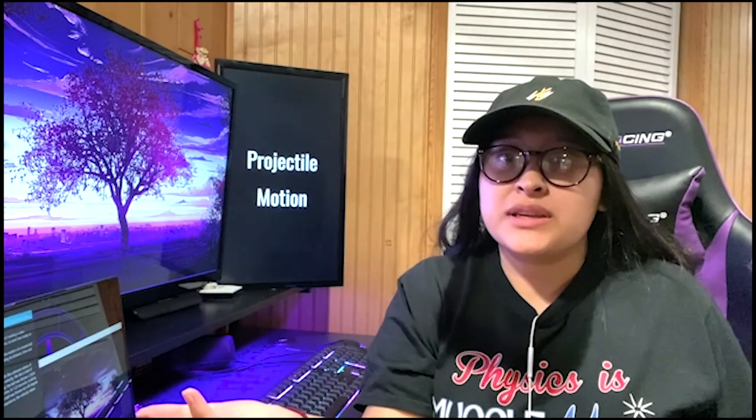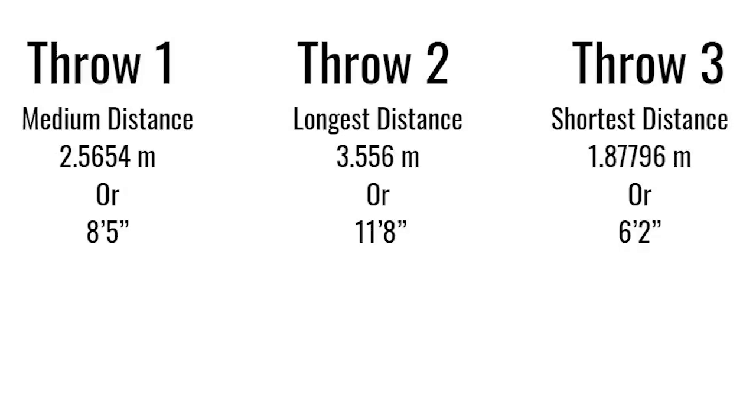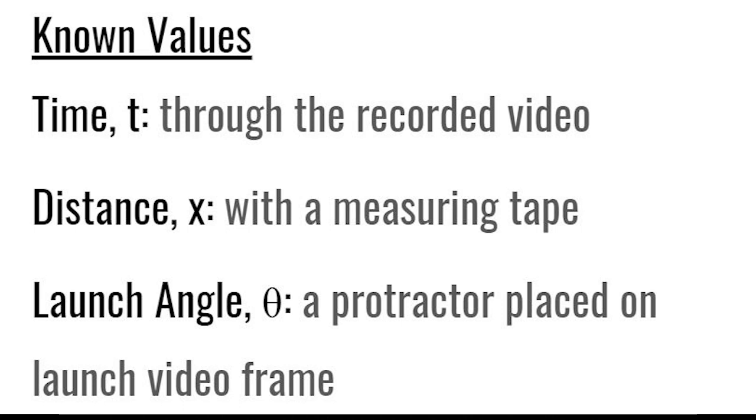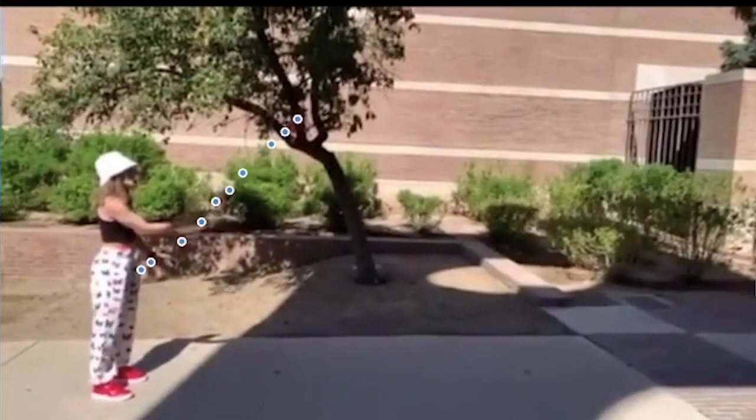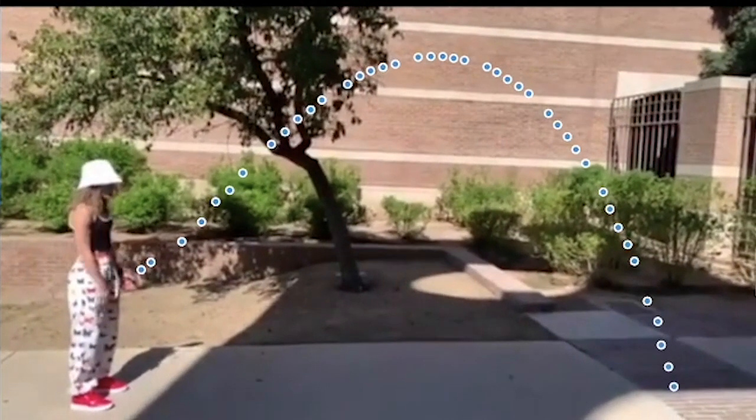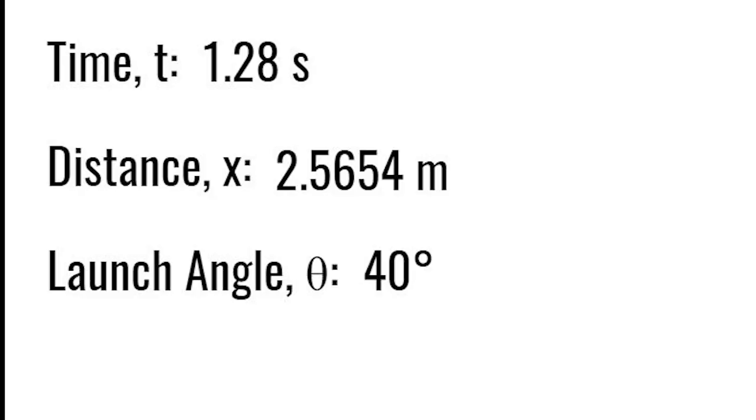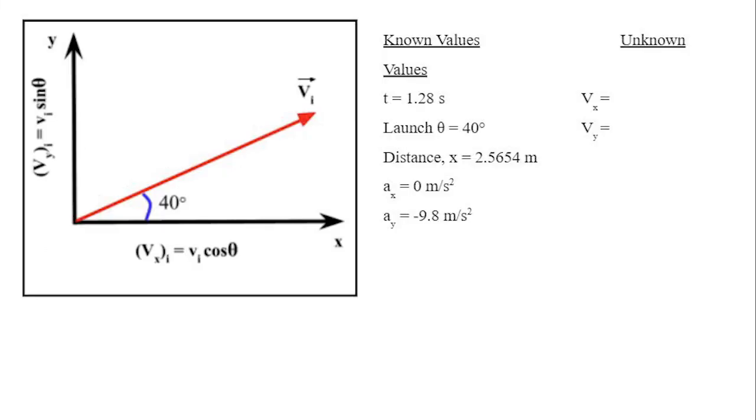So in our experiment, we recorded the motion of a tossed ball with a total of 3 throws, all at different distances, short, medium, and long, to compare the effect of gravity and freefall motion on the different calculated velocities. We did this by recording its distance, time, and launch angle. For the first toss, we had the values of 1.28 seconds, around 2.6 meters or 8 feet 5 inches, and a launch angle of 40 degrees. This gives us our known and unknown values.